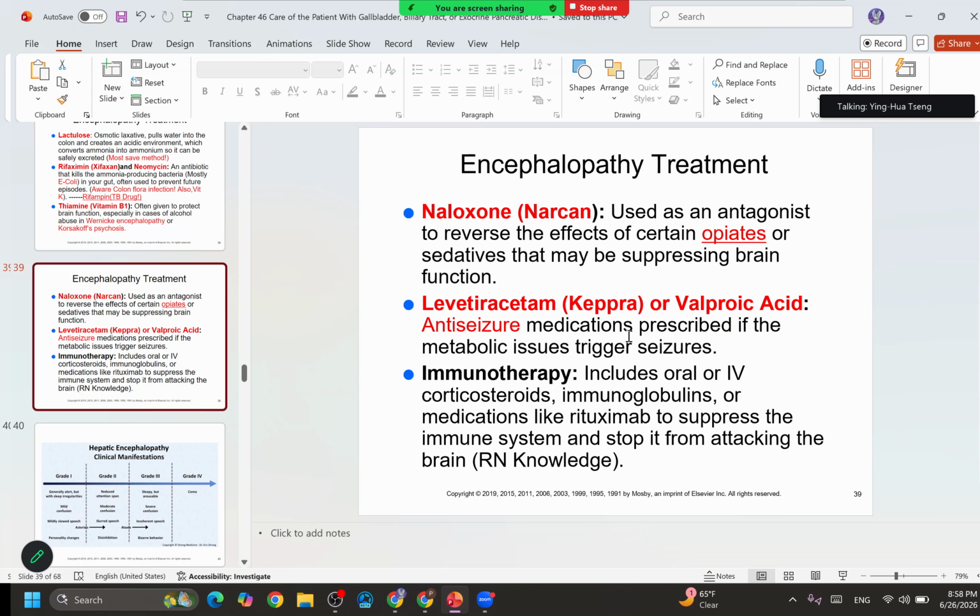So this is the reason why this patient needs to be prepared with Narcan. So we need to give the Narcan all the time. So for an emergency, we use a Narcan. That's why you have a Narcan on the bedside if the patient has withdrawal symptoms.